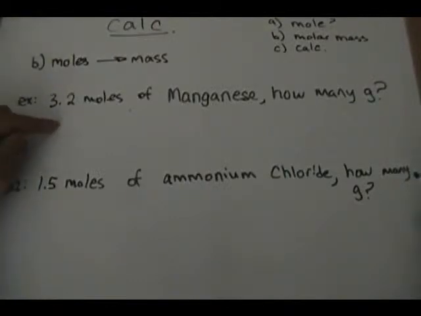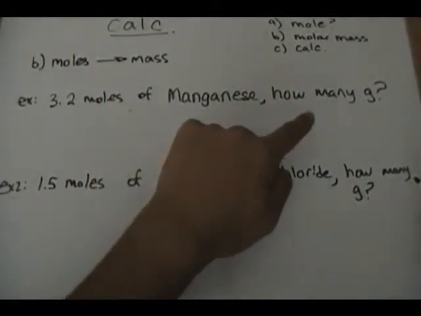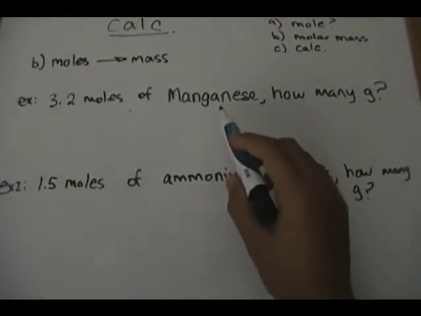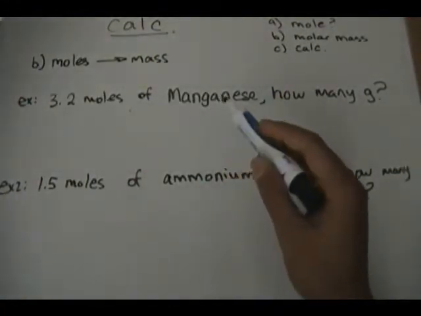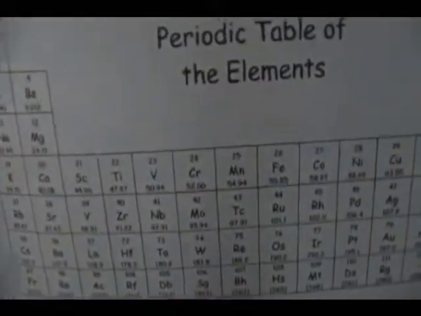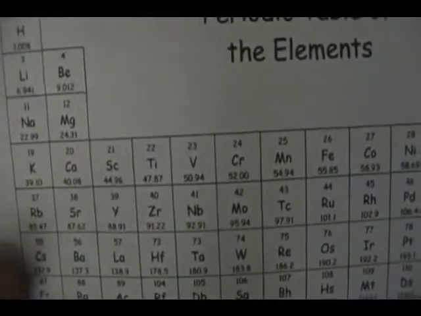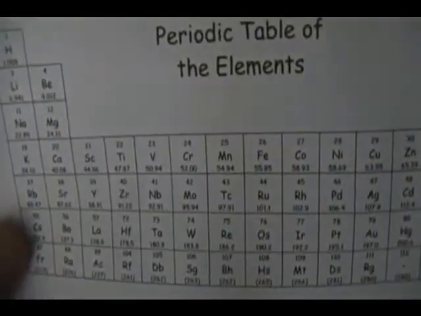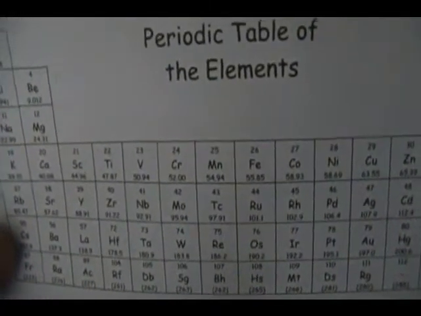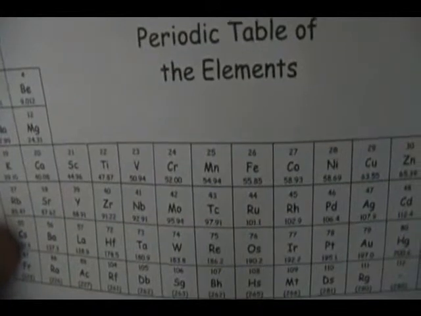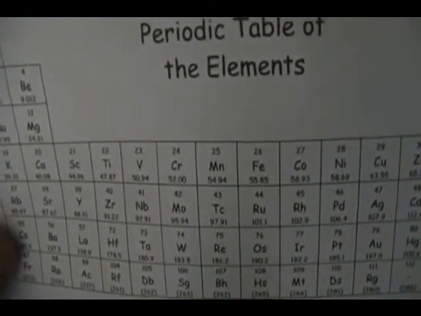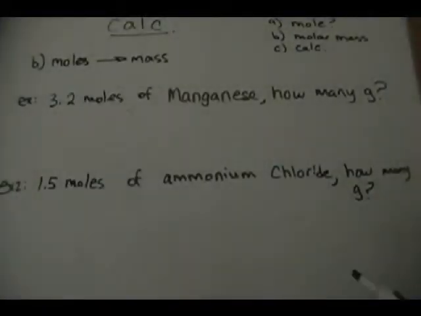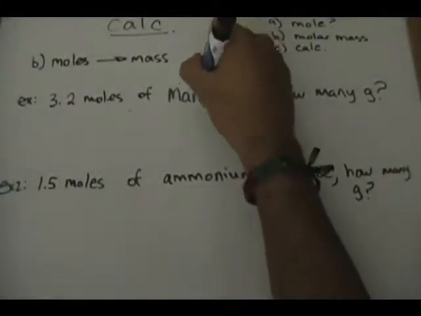First example, we have 3.2 moles of manganese. How many grams of manganese do we have? First things first, we need to be able to identify what manganese is. Manganese on the periodic table would be number 25, which stands for Mn, right there. So you guys have to know your chemical symbols and the words that correspond to them, okay? So you need to know that manganese is Mn and Mn is manganese, so make sure you know that. Flashcards is a must.